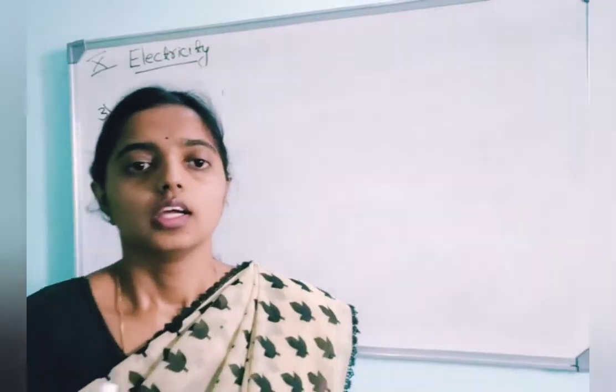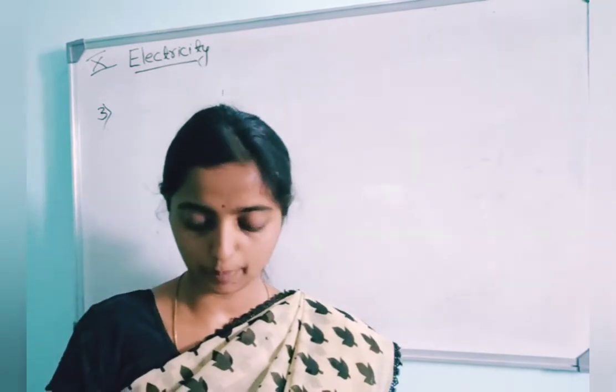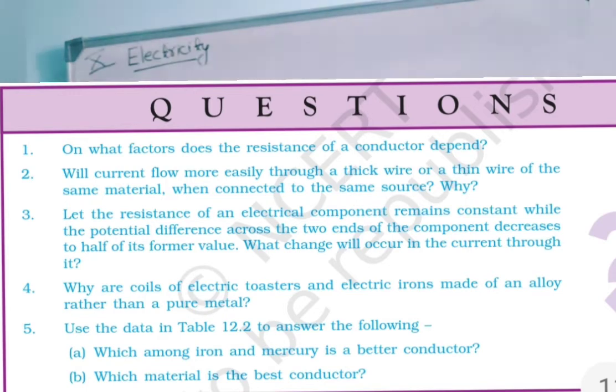Clear? In your textbook, in the text questions, before the resistor, we have some 5 questions from page number 103. Go back to those questions and see which questions you can answer. There is one third question. Look at that question. Let the resistance of an electrical component remain constant while the potential difference across the two ends of the component decreases to half of its former value. What change will occur in the current through it?